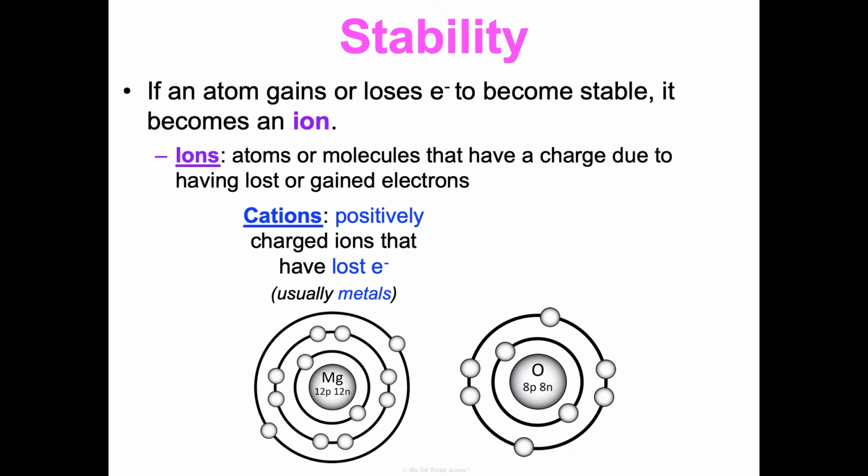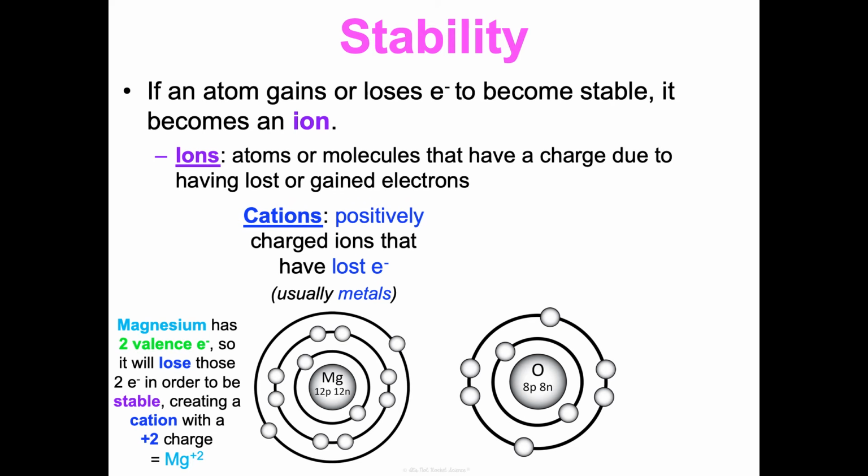Remember, pretty much almost the entire left side of the periodic table, those are all metals pretty much. And so they have 1 valence electron, 2 valence electrons, 3 valence electrons. It's much easier for them to lose 1 or 2 or 3 valence electrons than gain 7, 6, or 5 valence electrons to be stable.